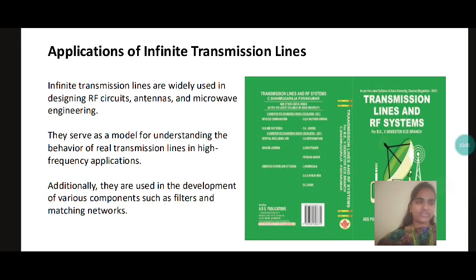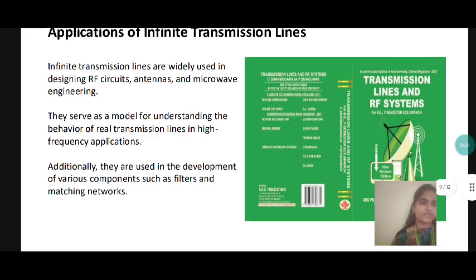These are applications of infinite transmission lines. They are widely used in designing RF circuits, antennas and microwave engineering. They serve as a model for understanding the behavior of real transmission lines in high frequency applications. Additionally, they are used in the development of various components such as filters and matching networks. These are the transmission lines of the RF system. Please understand the diagram.